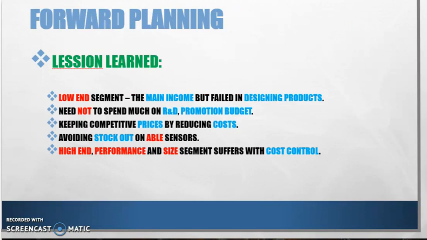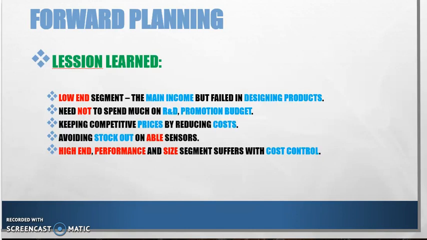After round 2, our team recognized that the low segment was one of the main sources of income, but we failed to design products to meet the customer expectation. We do not need to spend capacity on R&D to keep products fresh, or reduce the promotion budget to increase customer awareness like for all the product lines. We must reduce costs to keep the price offered at basic to compete with competitors.